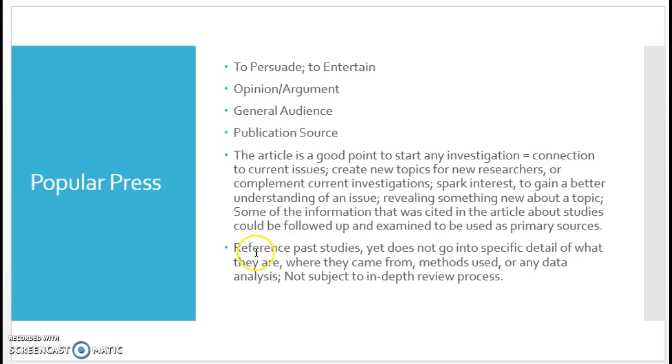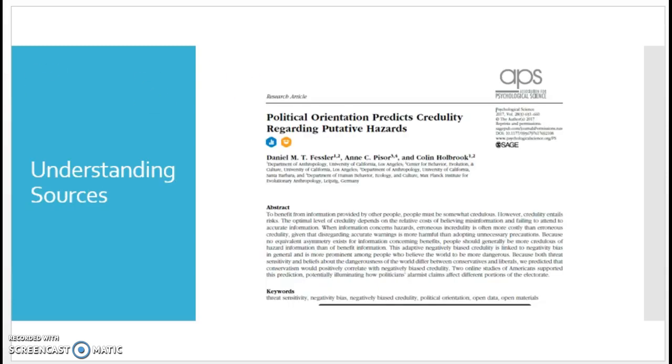One of the reasons is that while it references past studies, it doesn't go into any specific detail about what these studies are, where they came from, what methods were used, how they collected their data, or how they did their analysis. And while there is an editor and fact checkers who should be working to ensure the truth of the claims that are being made, it's not subject to any kind of in-depth review process in the way that a scholarly article would be. The second link took you to a scholarly article.